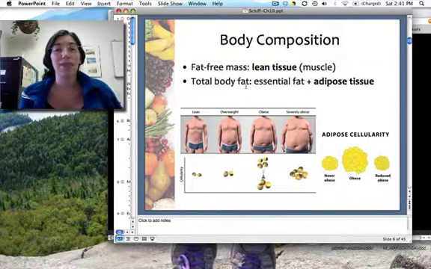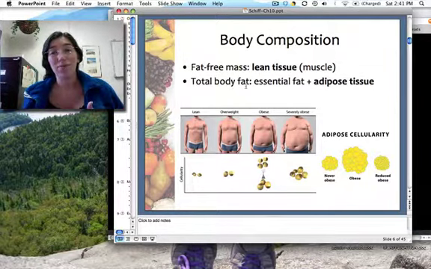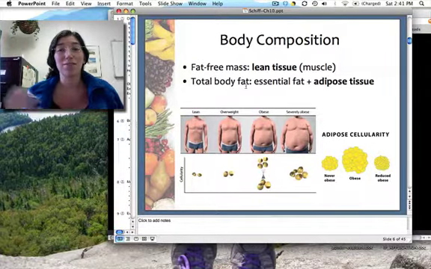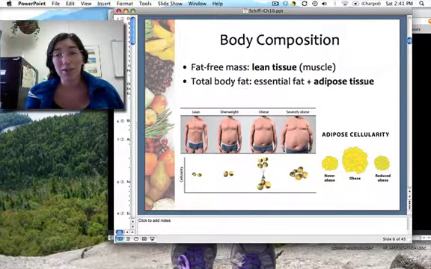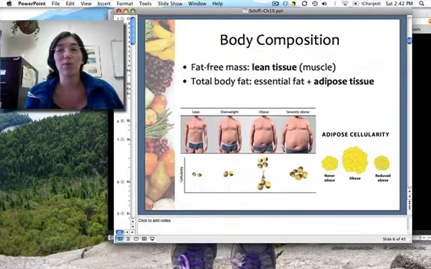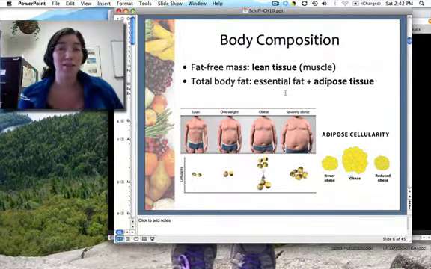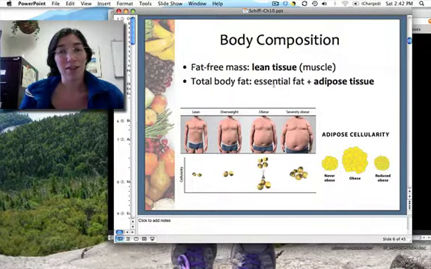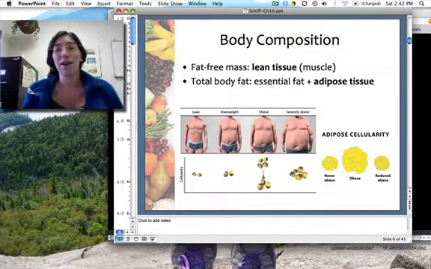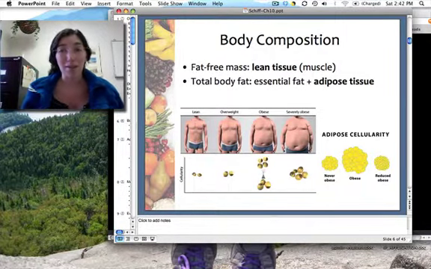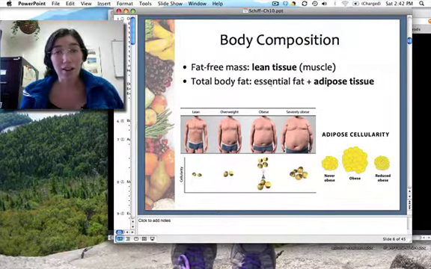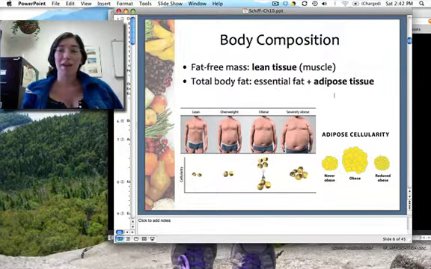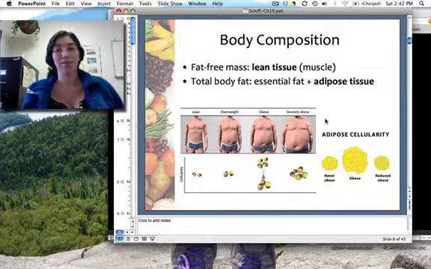The other type of body tissue is fat tissue, adipose tissue, okay? Total body fat includes adipose tissue plus your essential fats, which make up a very small amount of the total body fat, but you don't want to forget about the fact that fats are essential and they aren't all bad for us, but having excess adipose tissue is.